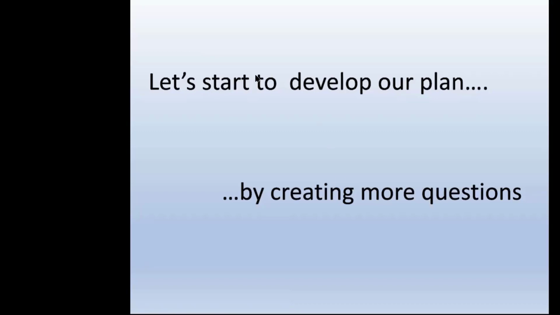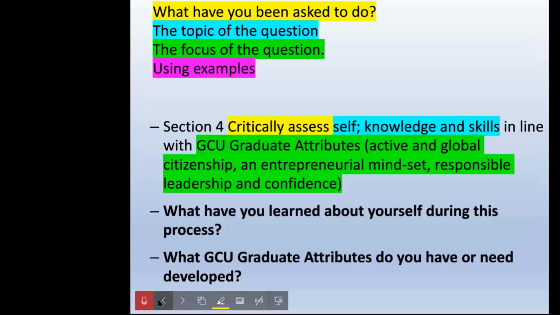So let's develop our plan by creating more questions. If I go back through this again and go to this one, immediately, if the question here is, what graduate attributes do you have or do you need to have developed? The first question I'm asking is, what are these attributes? I need to know them in detail. You know, active and global citizenship. Well, that's okay, but what does that mean? What's behind an entrepreneurial mindset? You have to start unpacking these things.